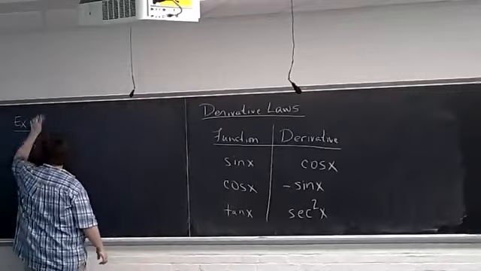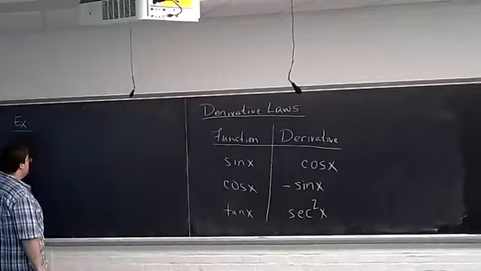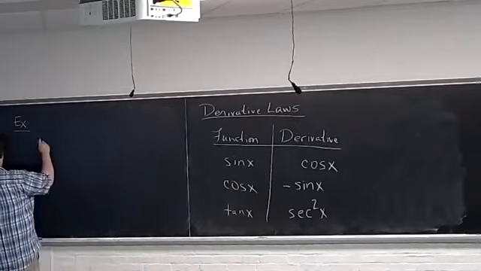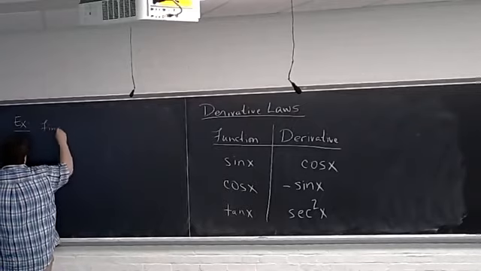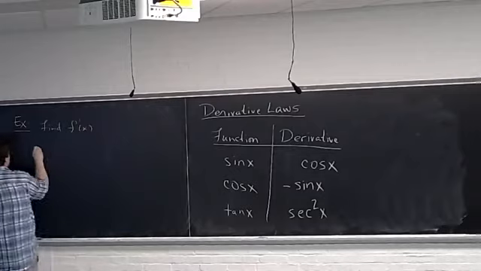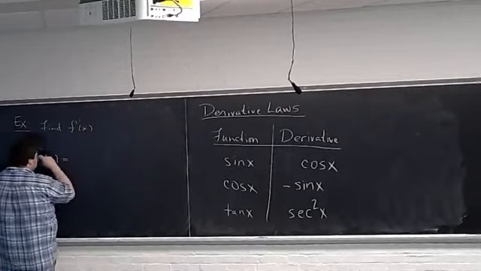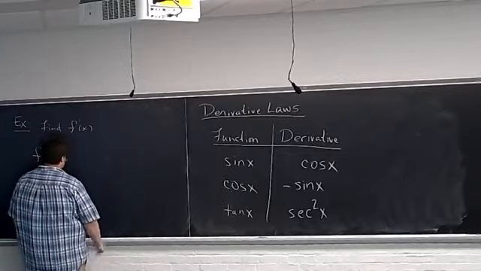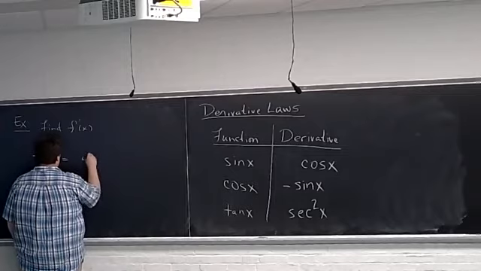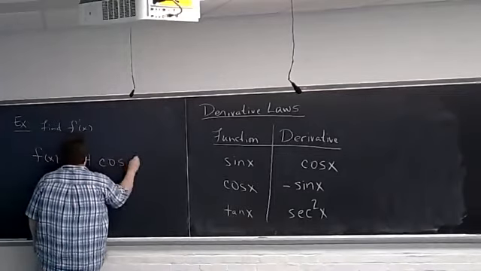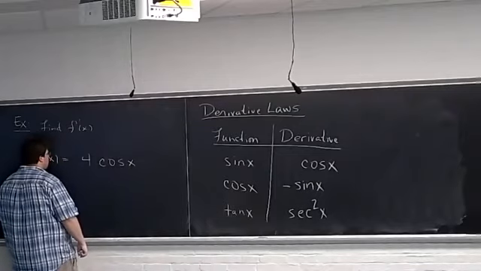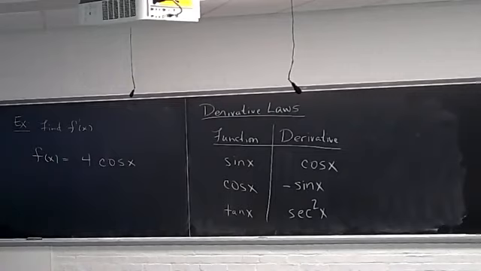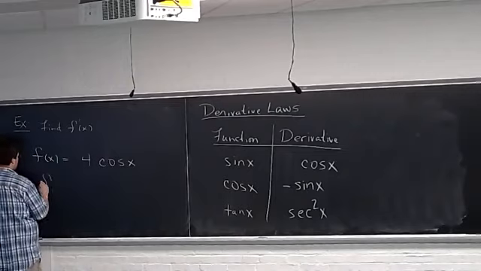There are also rules for the other 3 trig functions, which I'll mention in a moment. But first, let's just illustrate 1 or 2 of these. Find f prime of x, where f of x equals... let's just do 4 cosine of x. So we'll illustrate, in this case, the second of these trig rules.